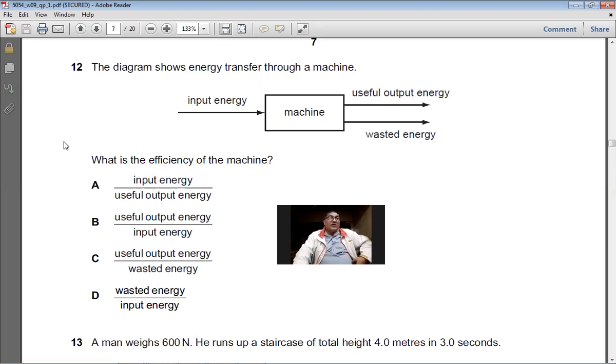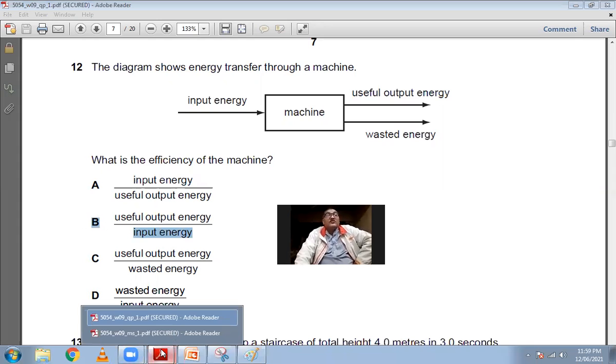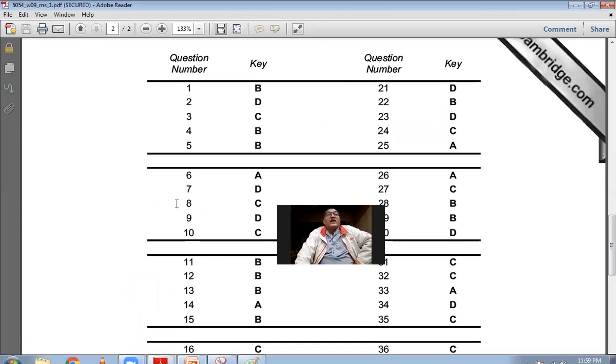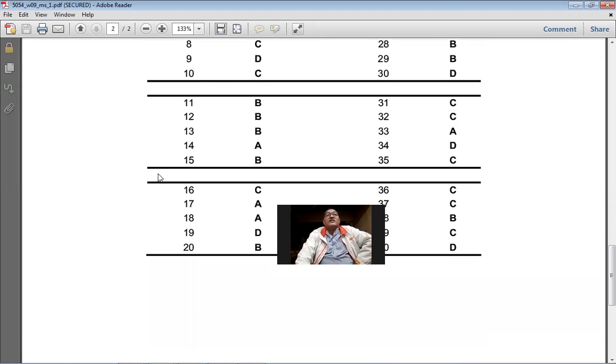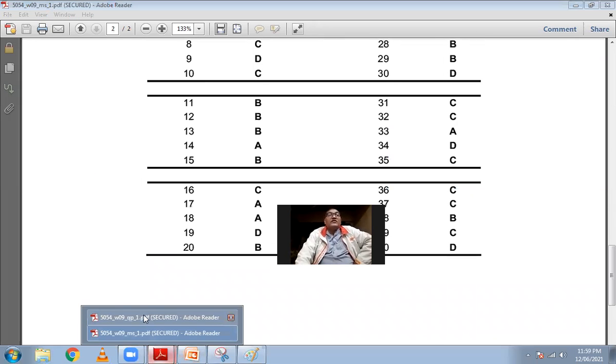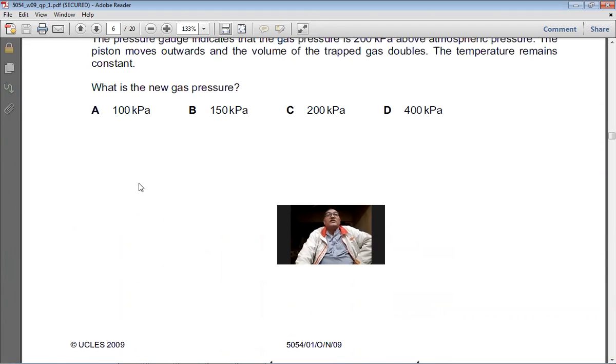So which formula is the good one? Useful output energy divided by the input energy. Yeah, this B looks the best option, sir. Question number 12, I think B is the right answer. Yes, question 11 was B answer. Question number 12 was B answer.